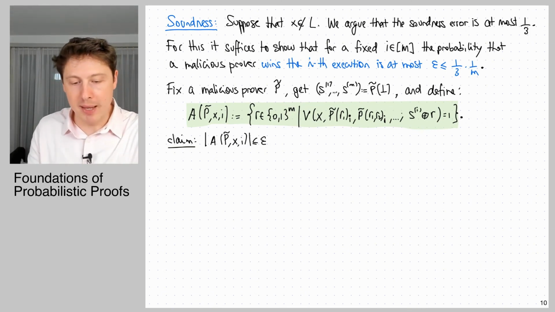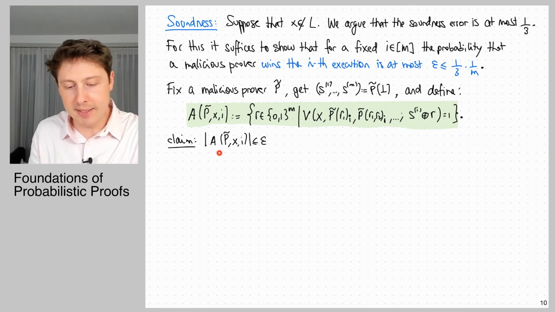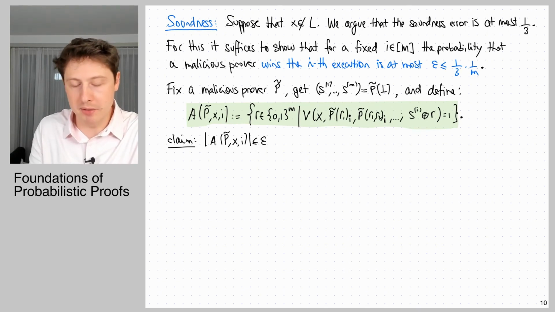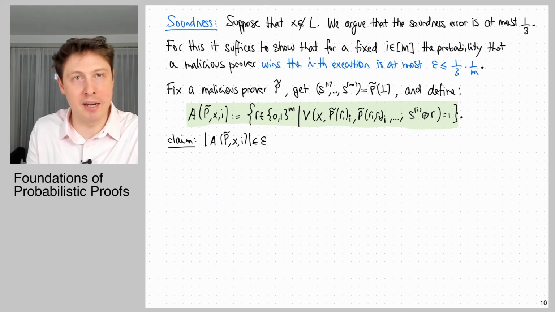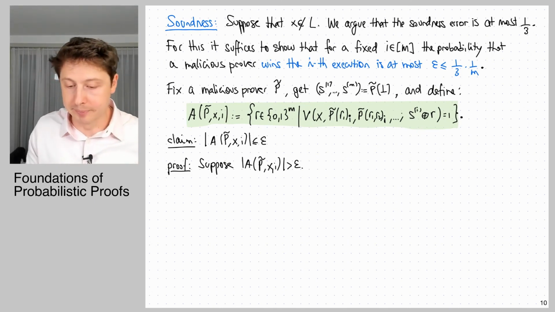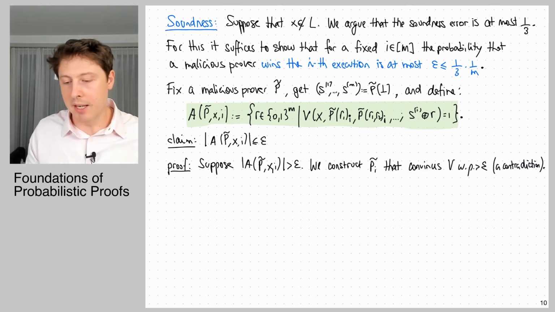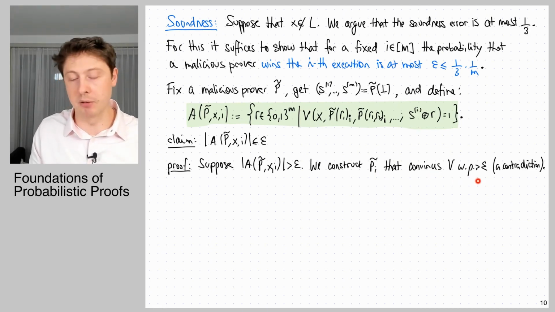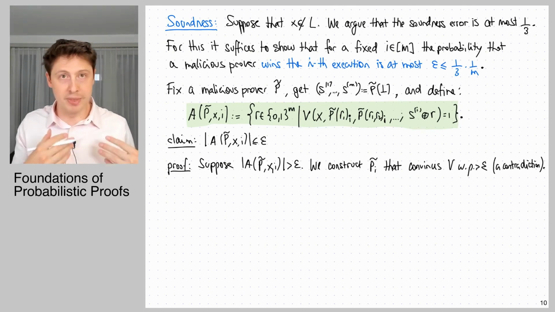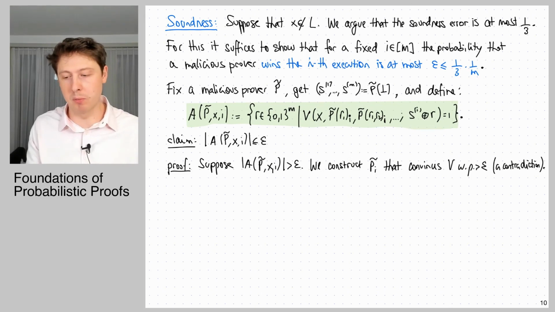Now, we want to claim that this set has size at most epsilon, okay? And that will be done, right? Because if that's the case, then that's the probability he wins in the ith execution. So suppose by contradiction that it's not. Suppose it's greater than epsilon. We're going to construct a prover that is tailored to the ith execution that wins in the original interactive proof, with probability greater than epsilon, which is a contradiction, right? Because the original interactive proof we started from had error bounds at most epsilon. So no prover can win with probability greater than epsilon.